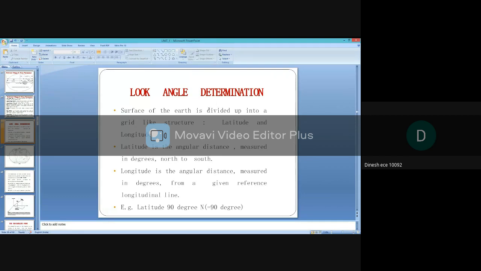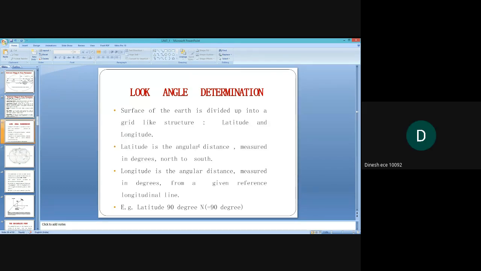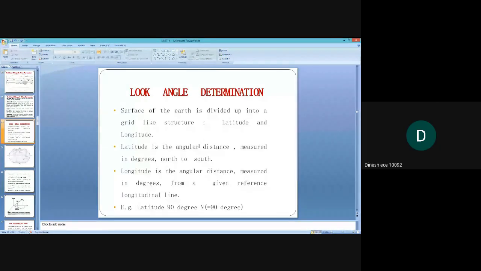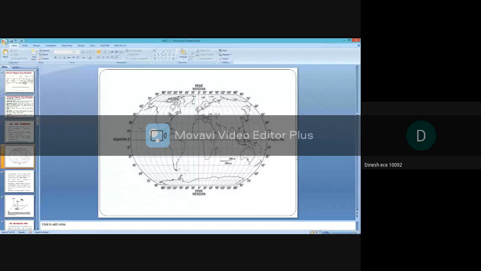So next is the look angle determination. The surface of the Earth is divided up into grid-like structures. Okay, you can see grid-like structures, which are latitudes and longitudes. Latitudes are the angular distance measured in degrees north to south, so top to bottom on the map or on the globe that we see. Longitude is the angular distance measured in degrees from a given reference longitudinal line, so it is east-west. The latitude of 90 degrees is represented as N equals 90 degrees. Example, you can see that.